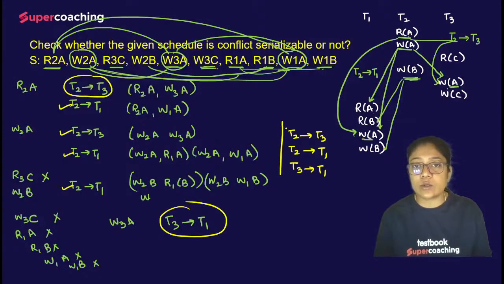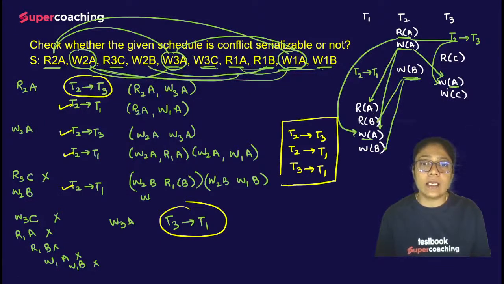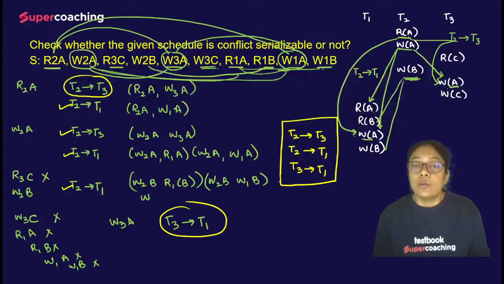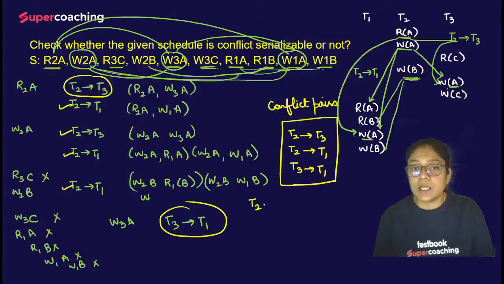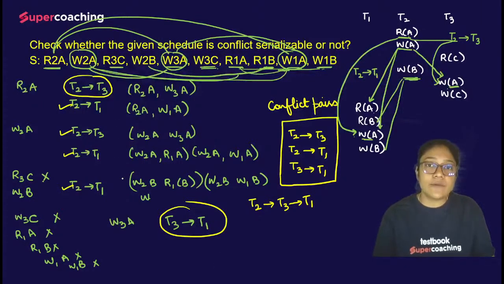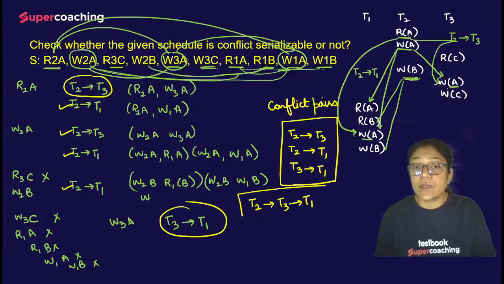Now, out of these conflict pairs, is it possible to get any serial order which satisfies all these conflict pairs? I have found all the possible conflict pairs. Now from here, is any serial order coming? It is saying that T2 should come before T1 and T3, and between T1 and T3, T3 is coming first. So this is the serial order which satisfies all these conflict pairs. So this is the equivalent serial order.